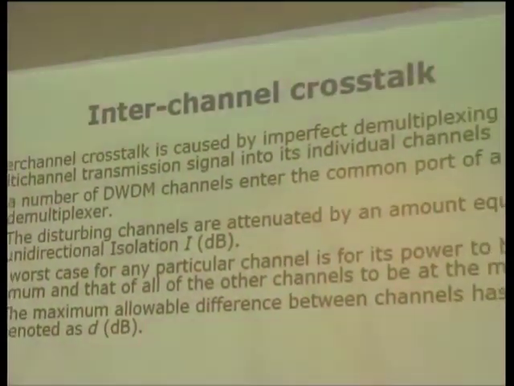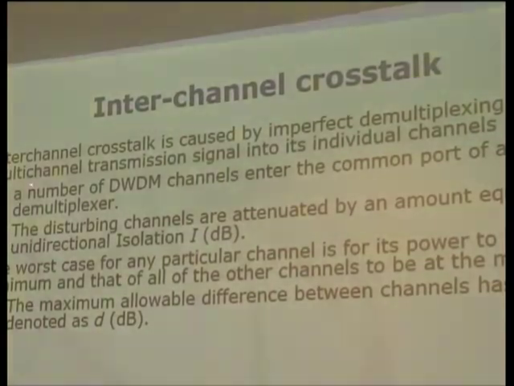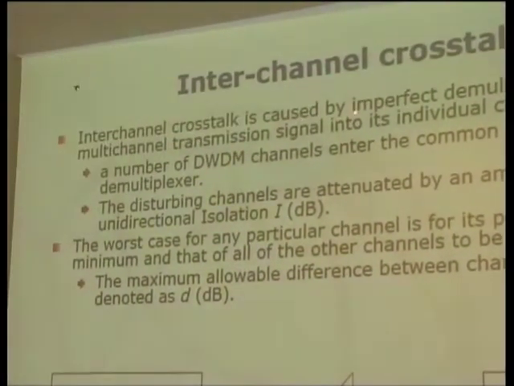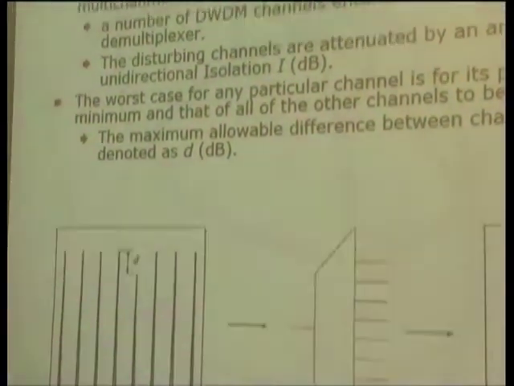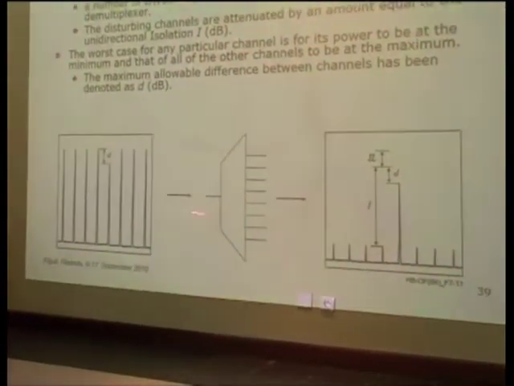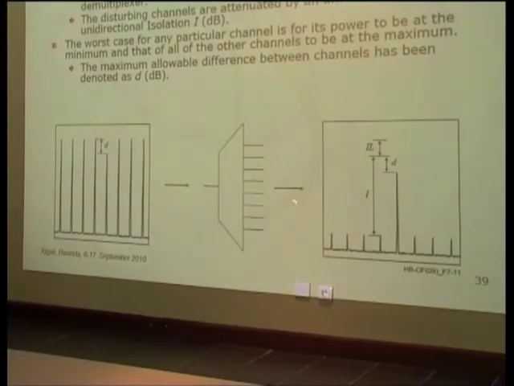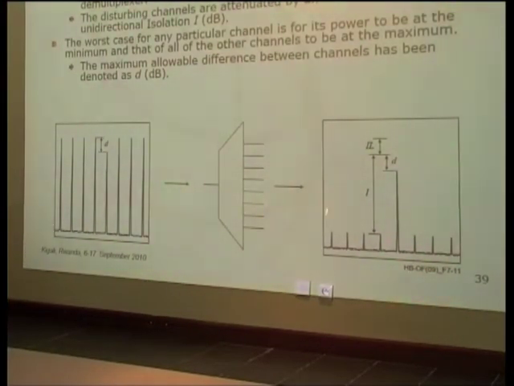So let's see this example for interchannel crosstalk. As I said, interchannel crosstalk is caused by the imperfect demultiplexing of a multi-channel transmission signal into the individual channels. This is the demultiplexer. You have such a WDM signal, and each port has divided signal channels. But in this case, let's see this channel. After the demultiplexer, this channel should contain only one signal channel, but imperfection of the demultiplexer can cause very small crosstalk from the other channels. You can see such a spectrum at the output of the demultiplexer. So this can be a crosstalk.